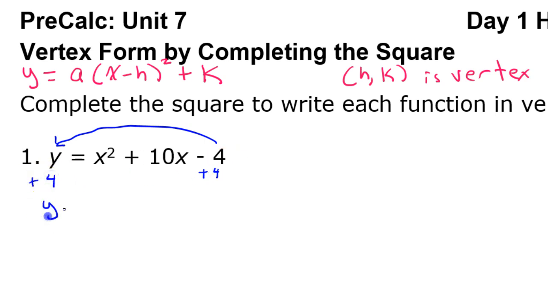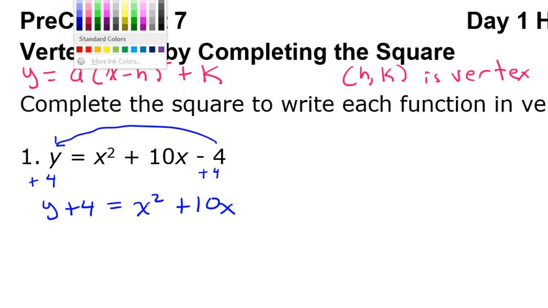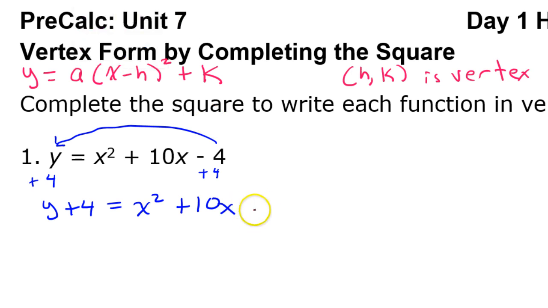So right now I've got y plus 4 is equal to x squared plus 10x. Okay, now I have space to do my third number.